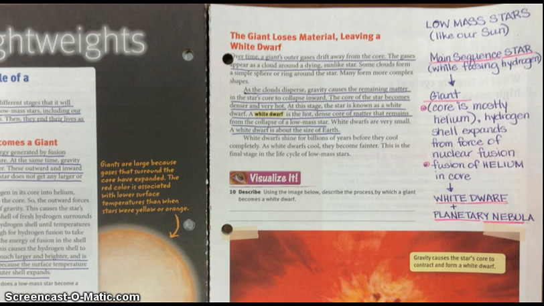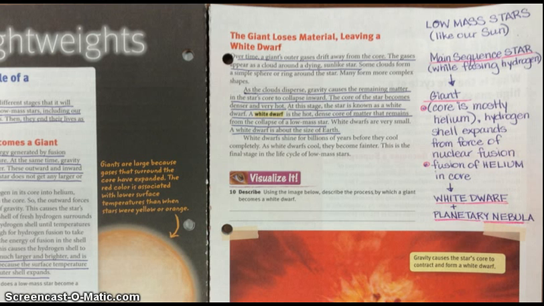Over time, a giant's outer gases drift away from the core. The gases appear as a cloud around a dying sun-like star. Remember that cloud around a dying sun-like star is known as a planetary nebula. You might want to write that down. As the clouds disperse, gravity causes the remaining matter in the star's core to collapse inward. So you have basically two parts.